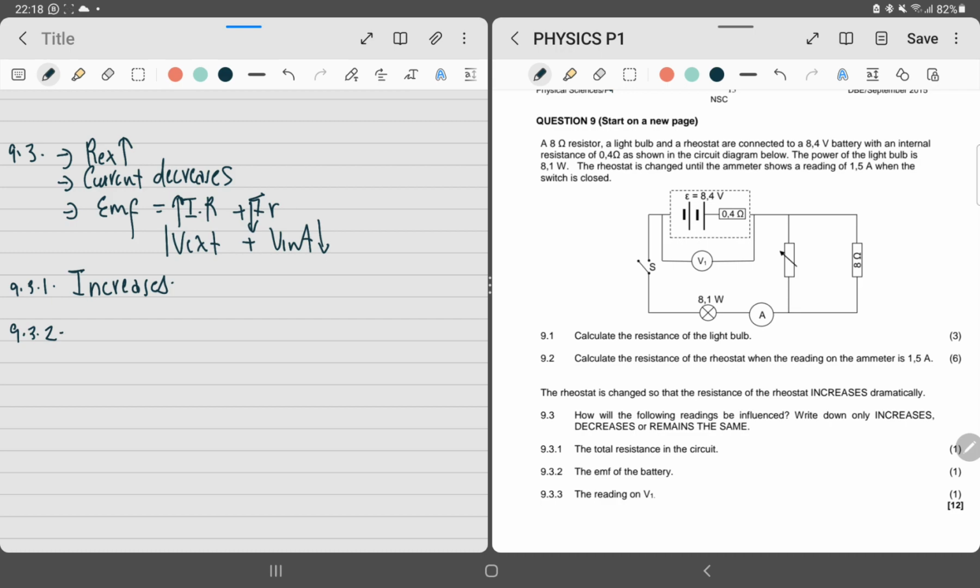9.3.2. The value of the EMF, so the EMF doesn't change, so it remains the same. It doesn't matter what you do to the circuit, the EMF and the internal resistance will never change. The reading on V1. So V1 is connected across the battery, so it increases.